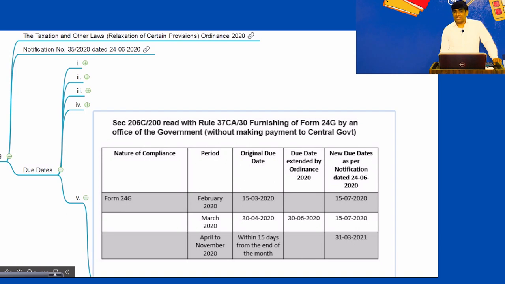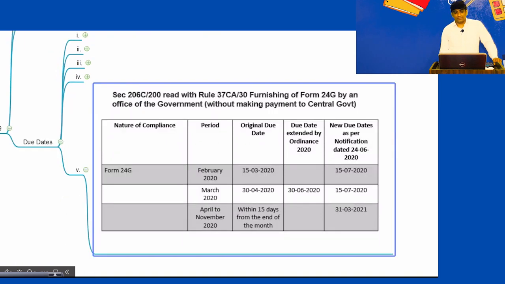And for form 24G, we have seen for the month of February and March, earlier due date of 15th of March for the month of February, which now gets extended to 15th of July. Same for the month of March, earlier due date was 30th of April, which was extended to 30th of June, and now extended to 15th of July. For April to November 2020, it was required to file within 15 days from the end of the month. It gets extended to 31st of March 2021.